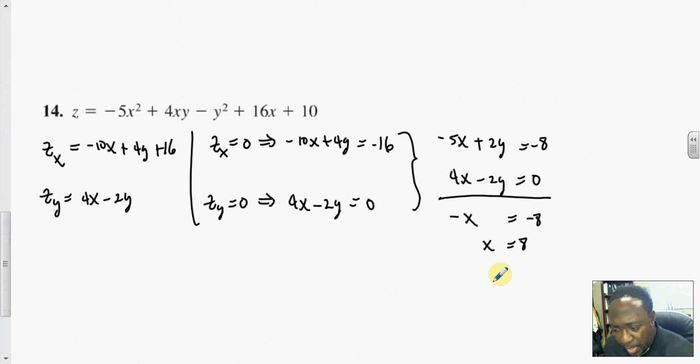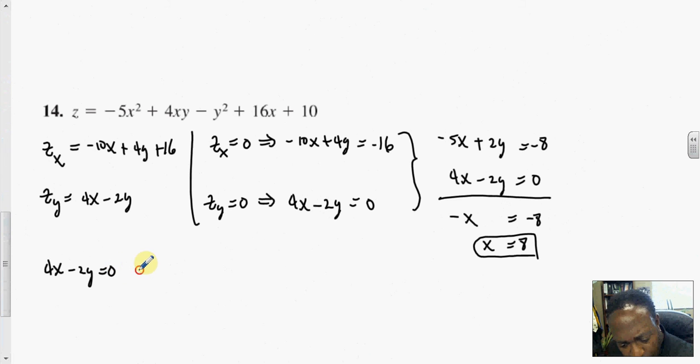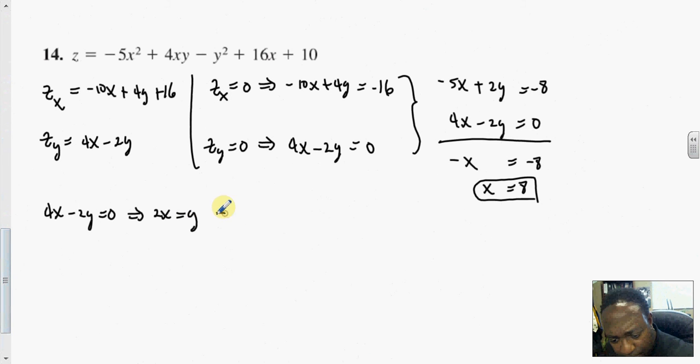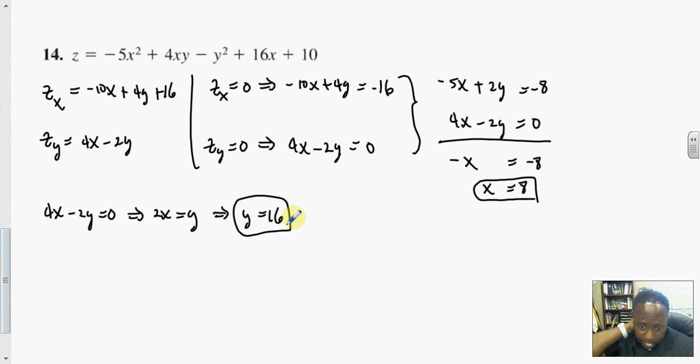So if x is equal to 8, we solve for y. Notice from this equation here, this is 4x minus 2y is equal to 0. That implies that 2x is equal to y. So if that be the case, if x is 8, then y is equal to 16. So 8, 16 would serve as our critical point.